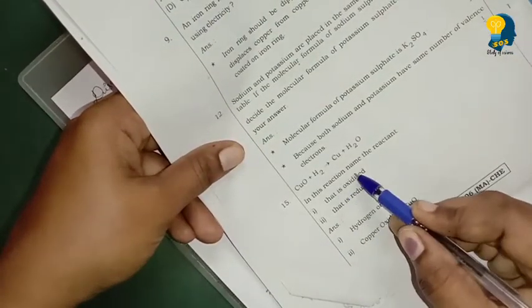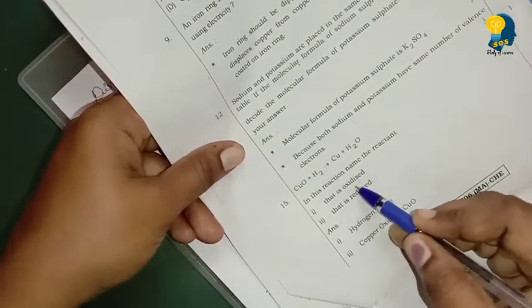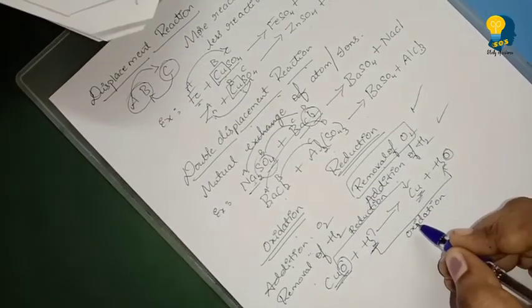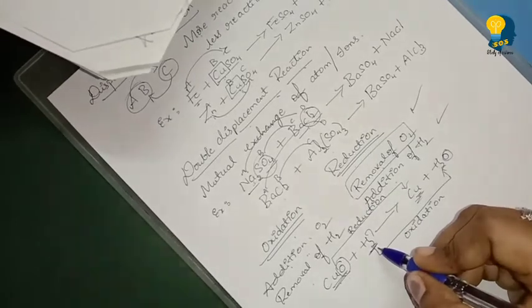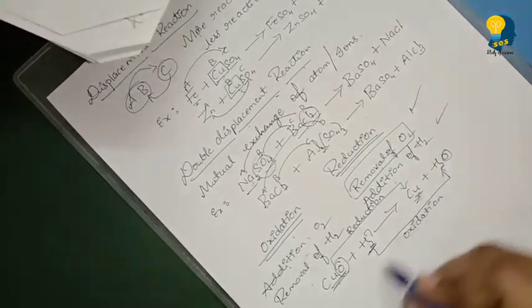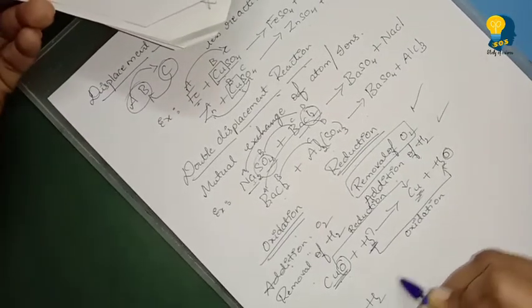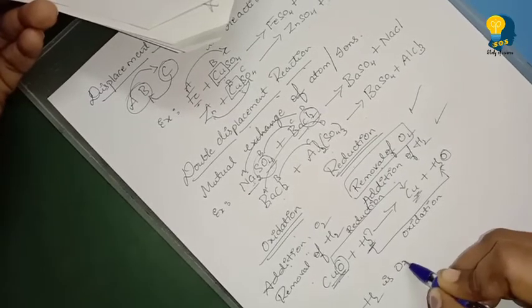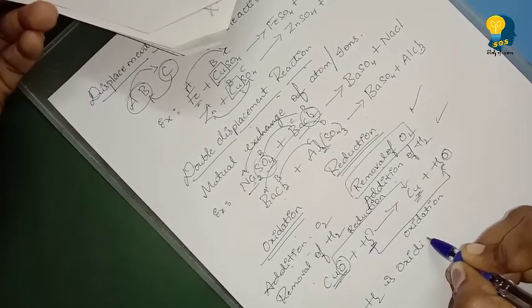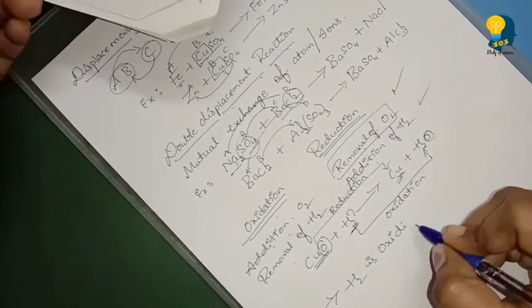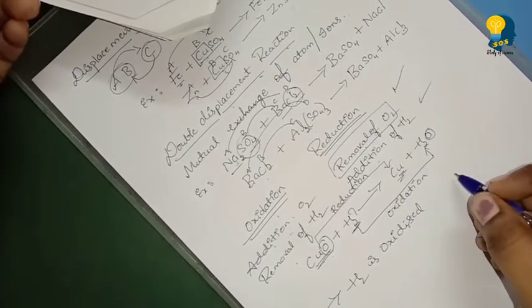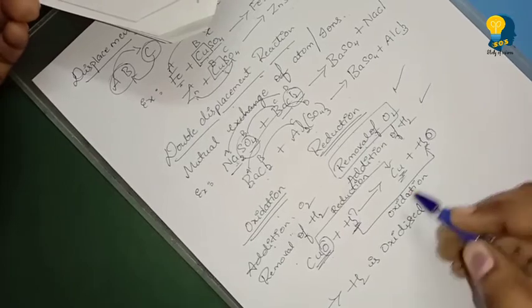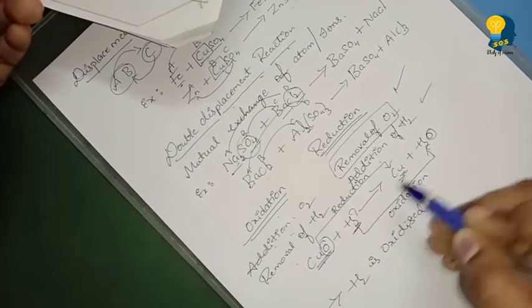Clear? The question is here. In this reaction, name the reactant that is oxidized. Which is oxidized here? Which is oxidized means which has been added with oxygen. Hydrogen is being added with oxygen. Which is oxidized? Hydrogen is oxidized. Which is reduced now? Reduced means removal of oxygen or addition of hydrogen. If you observe copper oxide, it became copper.